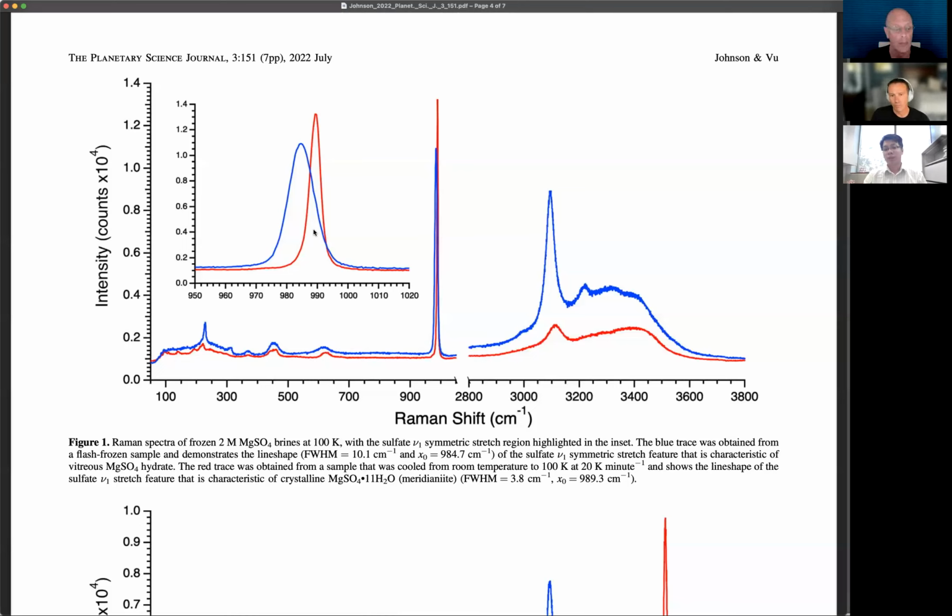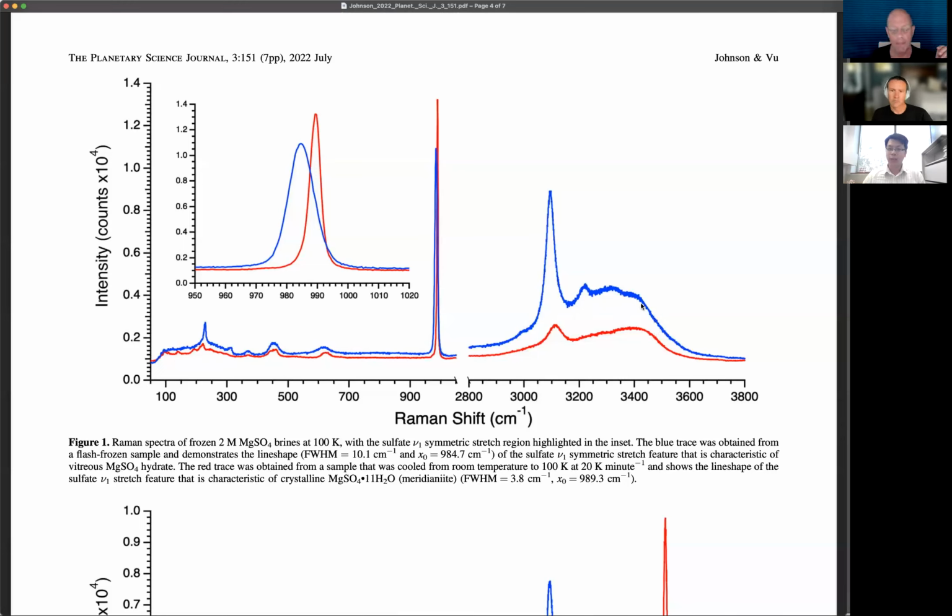So where's all the water? That's what you see on the right part of the spectrum. That very strong peak at 3100 is water ice. Actually, the entire broad region between 3,000 and 3,600 is all water ice. The water ice in this case is crystalline.